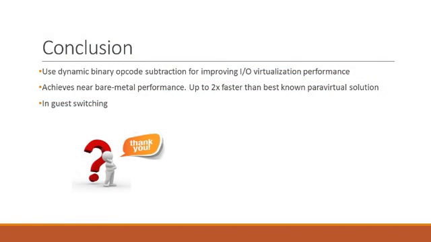To conclude, we use dynamic binary opcode substitution for improving IO virtualization performance. We achieve near bare metal performance, which is up to 2x faster than the best known paravirtual solution, and we also do in-guest switching. Any questions?